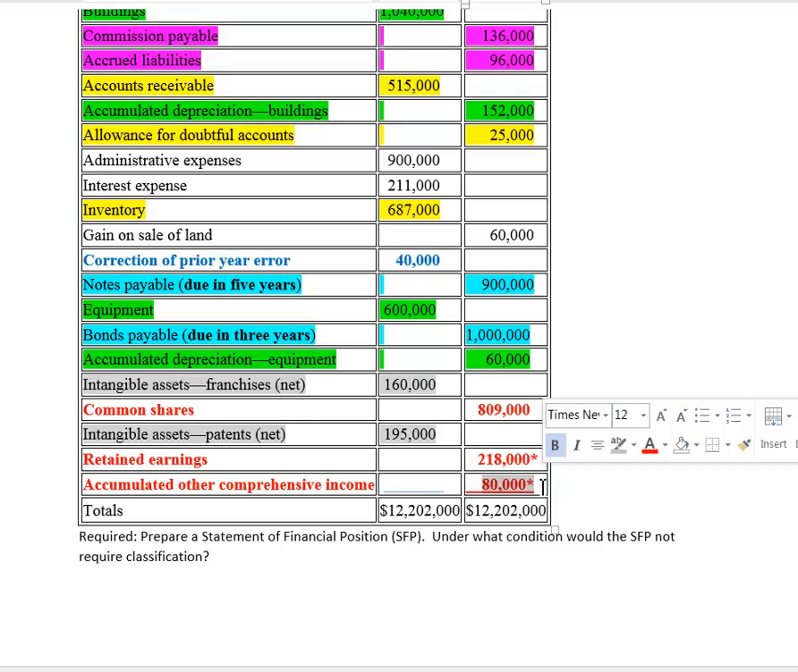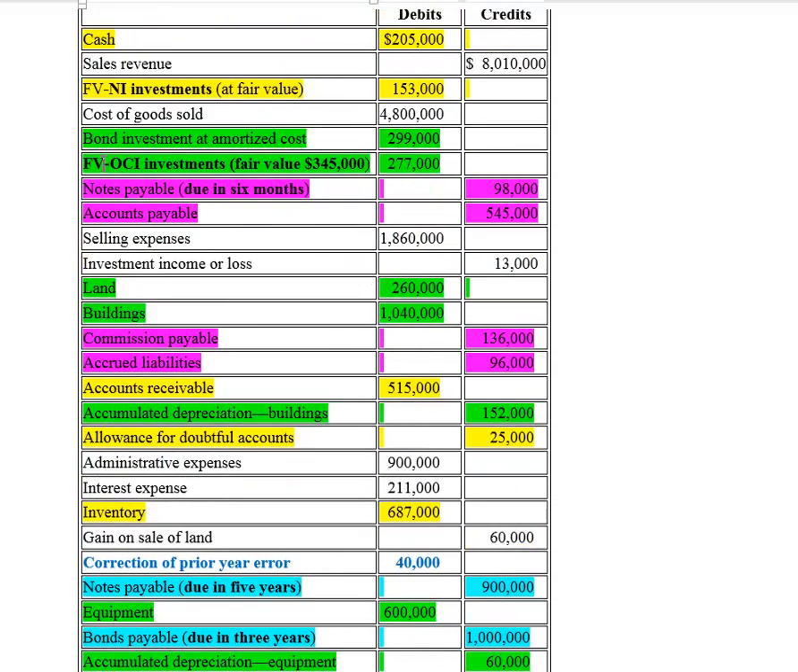But one thing we know that adjusts other comprehensive income in the statement of comprehensive income, which impacts the balance sheet through our AOCI account, is any unrealized gain or loss that we book on fair value through OCI investments. And you can see here we did have a fair value through OCI investment. We have that investment on our books right now at $277,000, but we know its fair value is $345,000.